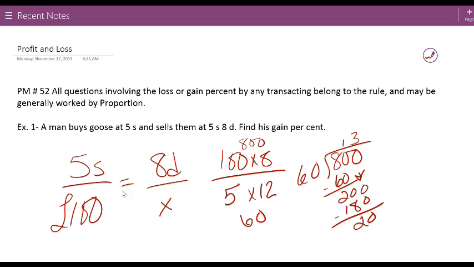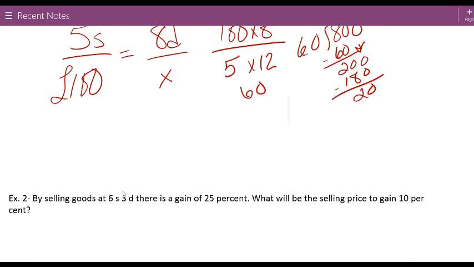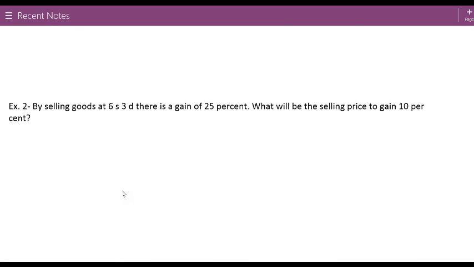We can see that we've got a 20 here, 20 here. It's going to continue to be 3s, so we can just put a third. So after we've divided, we found that we have 13 and a third percent, because if he had bought it at 100 pounds, he would have then sold it at 113 and a third. Our second example: by selling goods at 6 shillings and 3 pence, there is a gain of 25%. What will be the selling price to gain 10%?